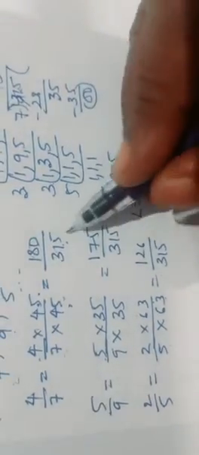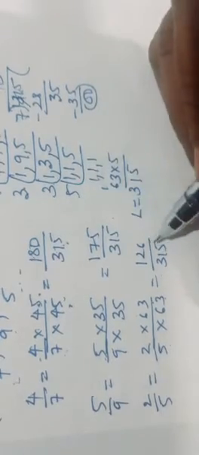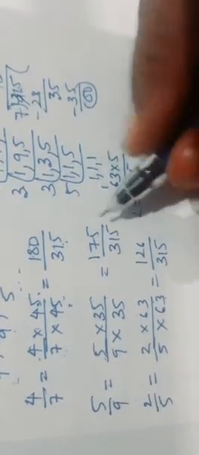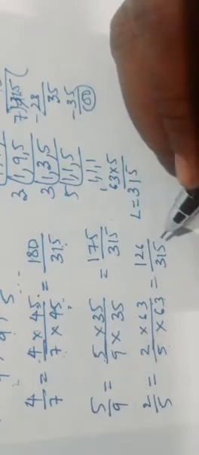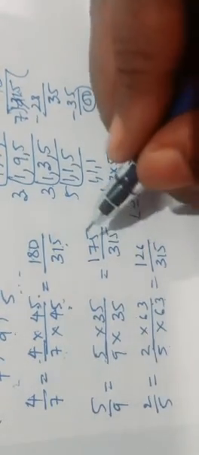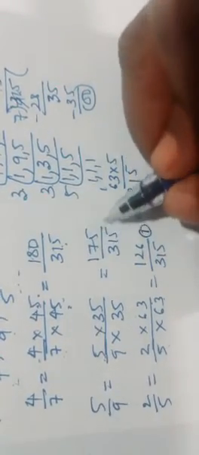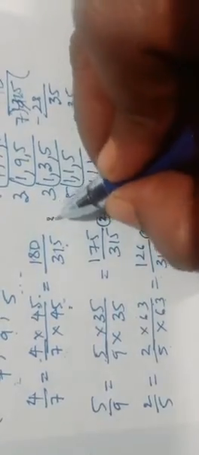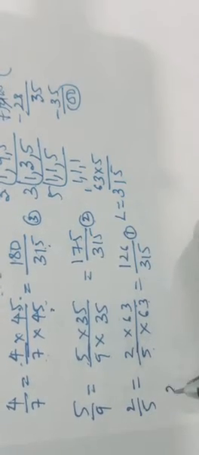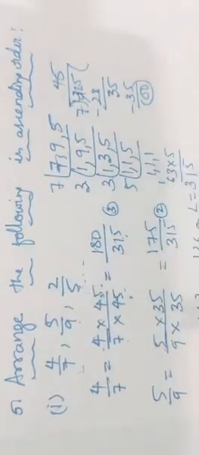Now we have got 3 rational numbers with common denominators, children, that is 315. We can easily compare which is smaller. Ascending order means smaller number to bigger number. First small number is 126. Then we have 175. The third one is 180. Therefore, in the last step, we will write in the ascending order, that is 2 by 5, 5 by 9 and 4 by 7. In this way, we have arranged the given rational numbers in the ascending order.